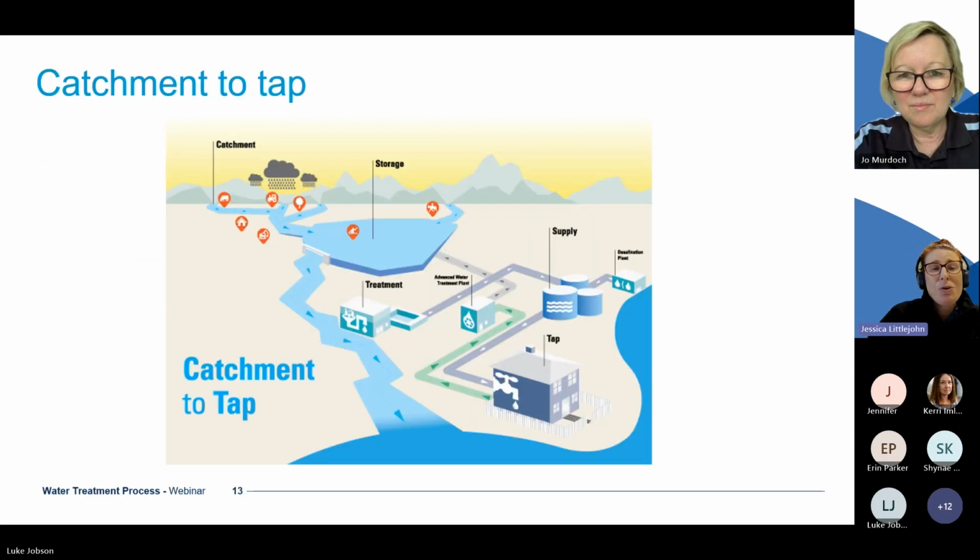So we maintain what's called a catchment to tap approach to delivering safe drinking water. It's not just the water treatment plant that we focus on. That is a very key component of what we do, but we need to ensure that we're managing contaminants as much as we can and focusing on reducing the risks of the whole water cycle that we're involved in. So all the way from the catchment to the customer's tap.